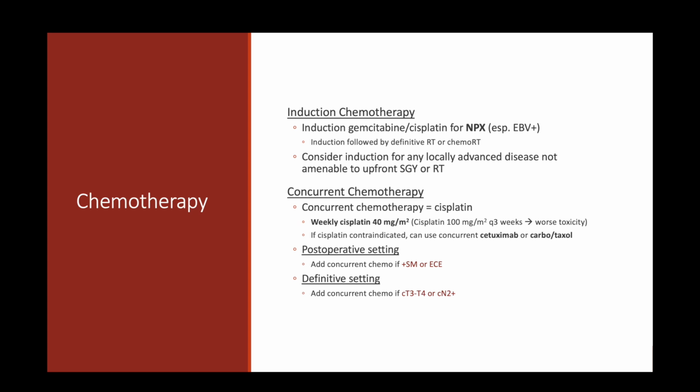And then the other time that we can think about it is if patients have really, really locally advanced disease that's not amenable to upfront surgery or radiation. And we're trying to just give some chemotherapy to try and shrink things down and make them amenable to either surgery or radiation. So those are the two main times that we think about induction chemotherapy. Otherwise, if we're adding chemotherapy, it's typically concurrently with radiation. And again, in the definitive setting, it's if they have clinical T3 to T4 or N2 disease. And then in the postoperative setting, it's if they have positive surgical margins or extracapsular extension. So those are the same criteria that we would consider boosting to 66 gray.